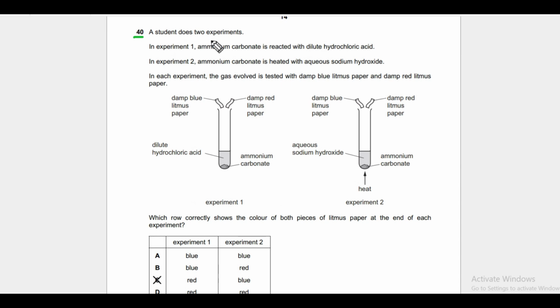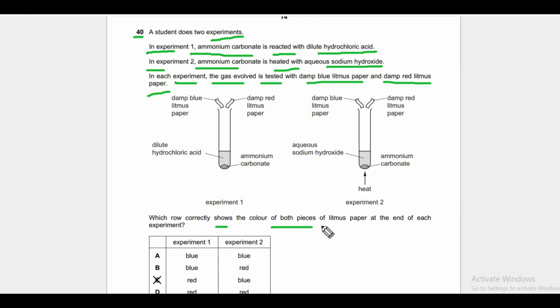A student does 2 experiments. In experiment 1, ammonium carbonate is reacted with dilute hydrochloric acid. In experiment 2, ammonium carbonate is heated with sodium hydroxide. In each experiment, the gas evolved is tested with damp blue litmus paper and damp red litmus paper. So, which row correctly shows the color of both pieces of litmus paper at the end of every experiment?